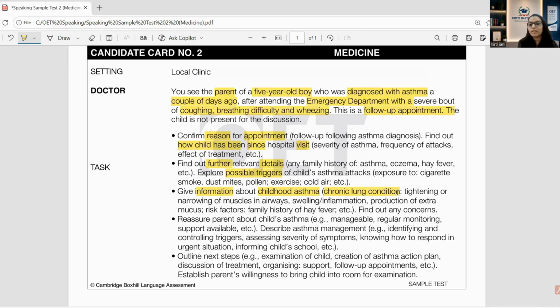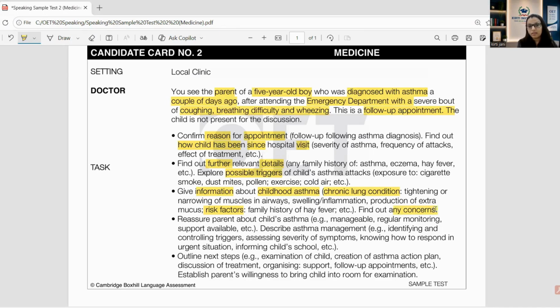Okay, so you can see the bracket information says that it's a chronic lung condition, tightening or narrowing of the muscles in the airway, swelling, inflammation, production of extra mucus, and also risk factors, like a family history of hay fever. So you'll inform about what childhood asthma is and the risk factors in this part. Then find out any concerns.